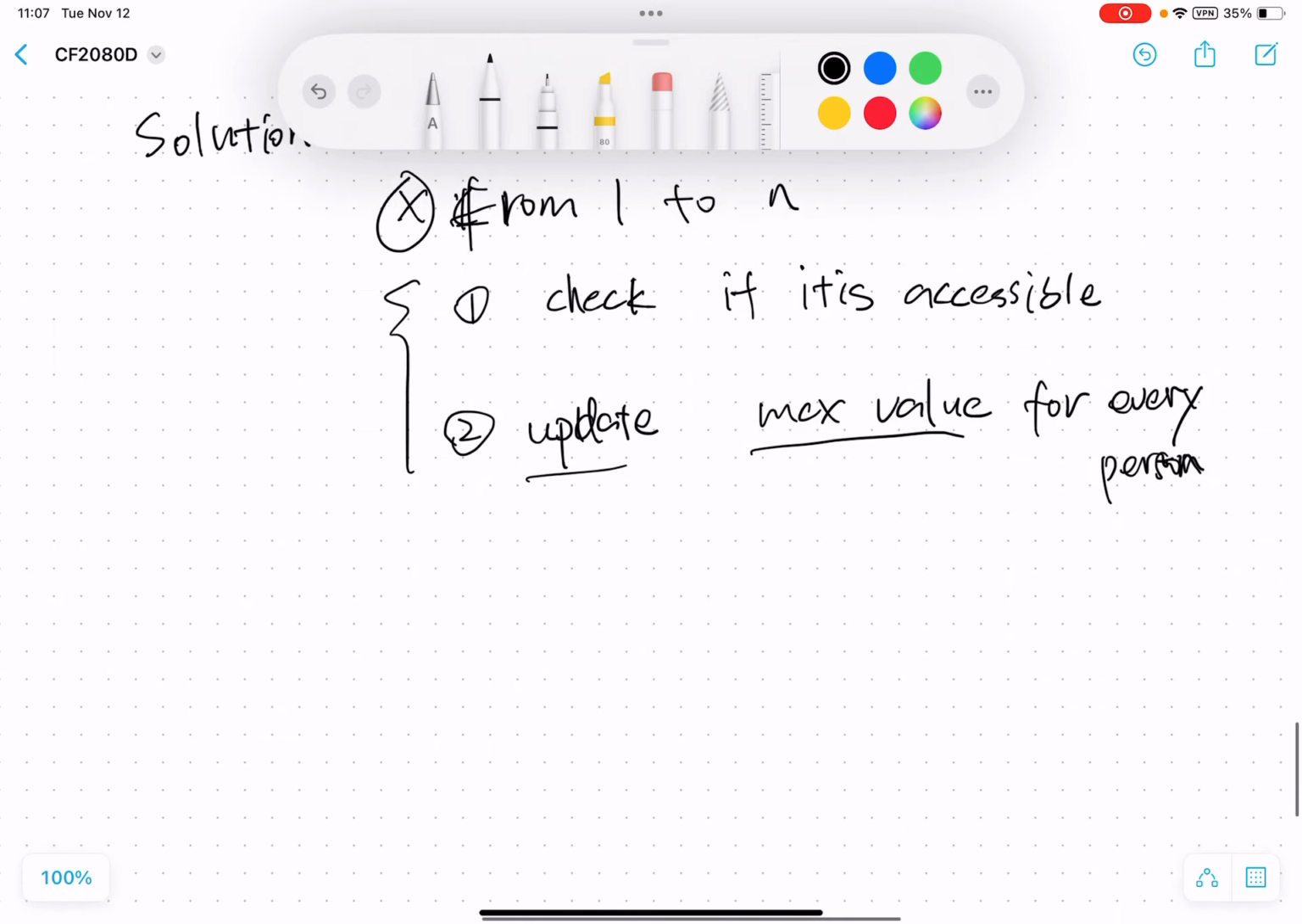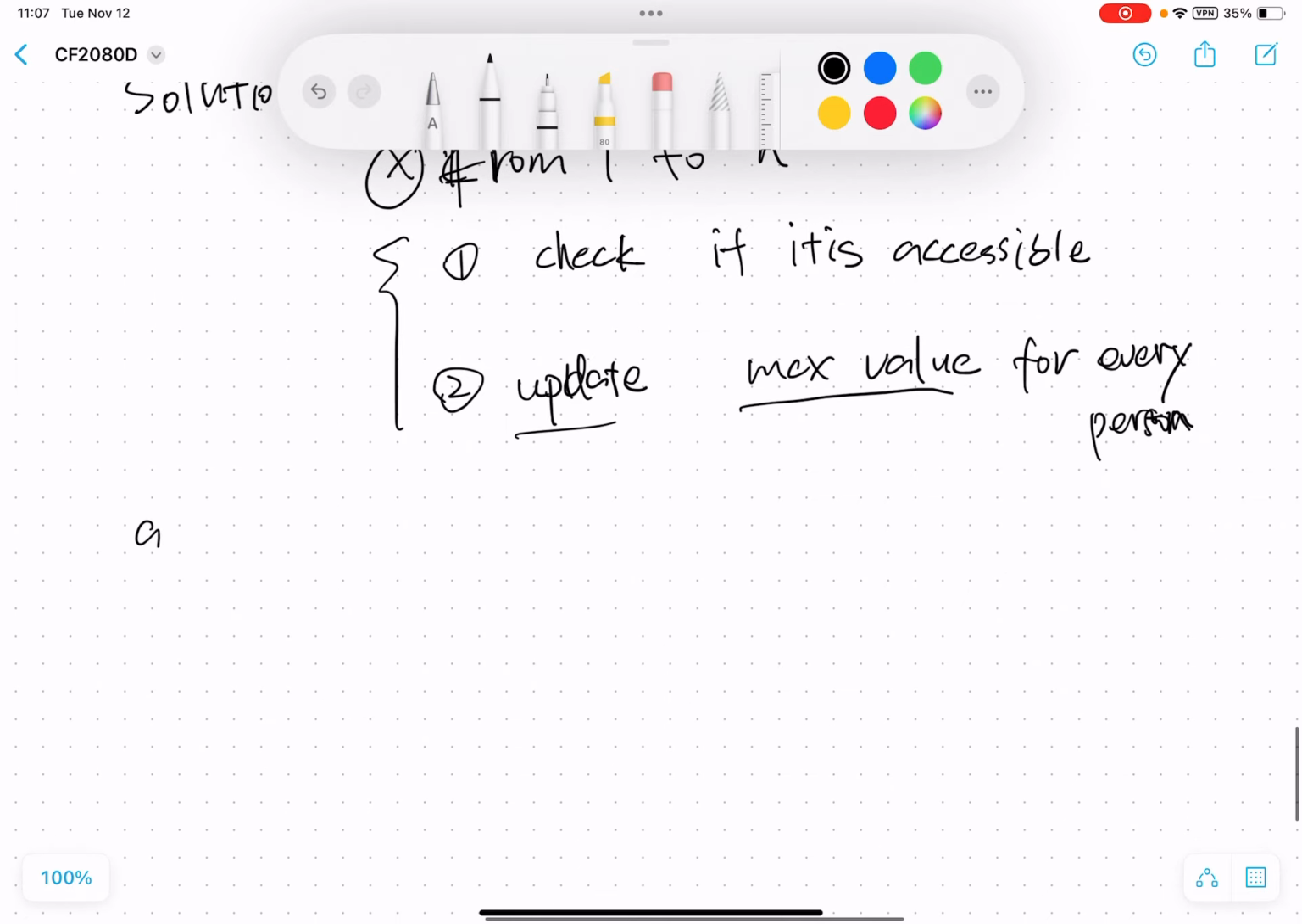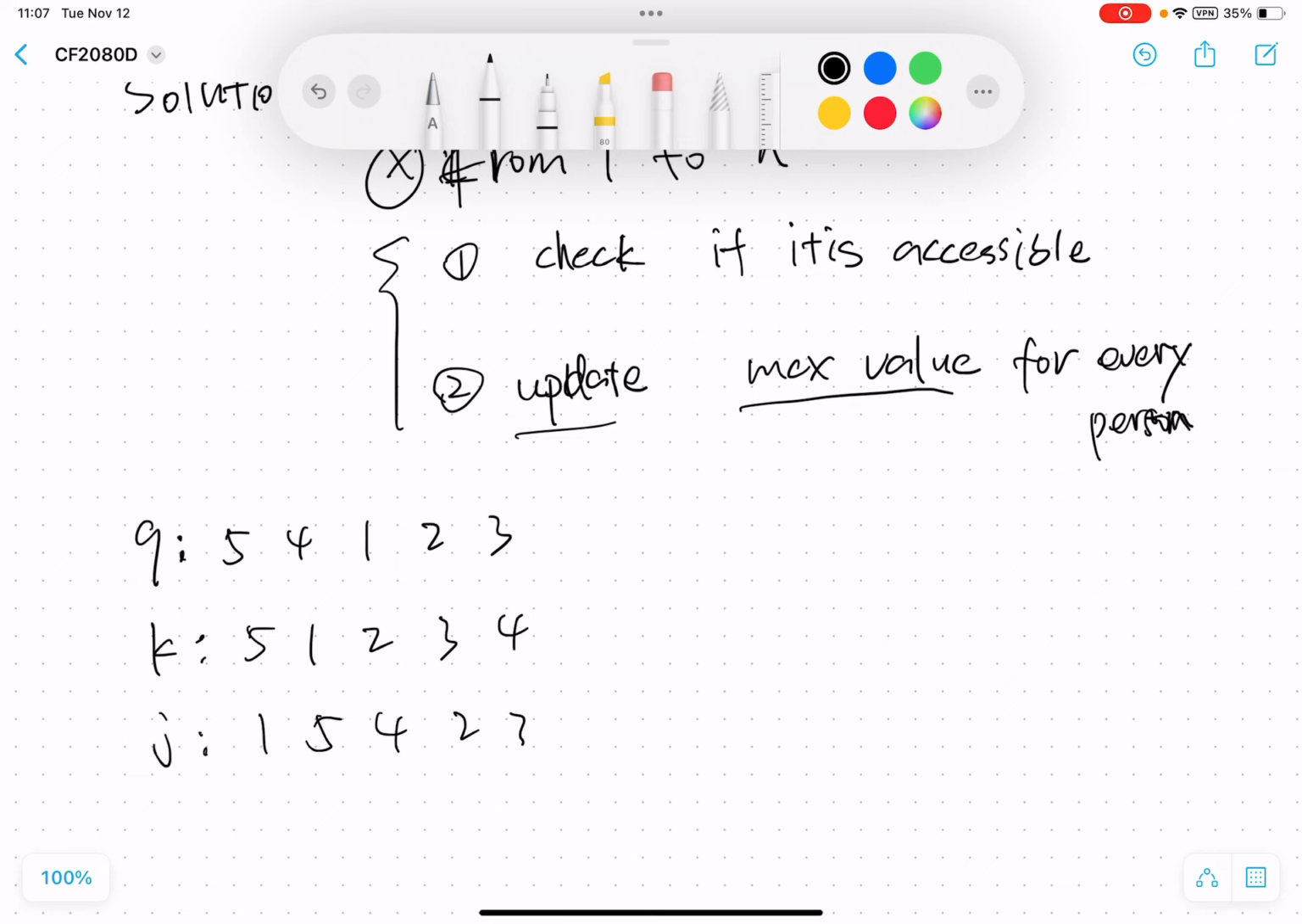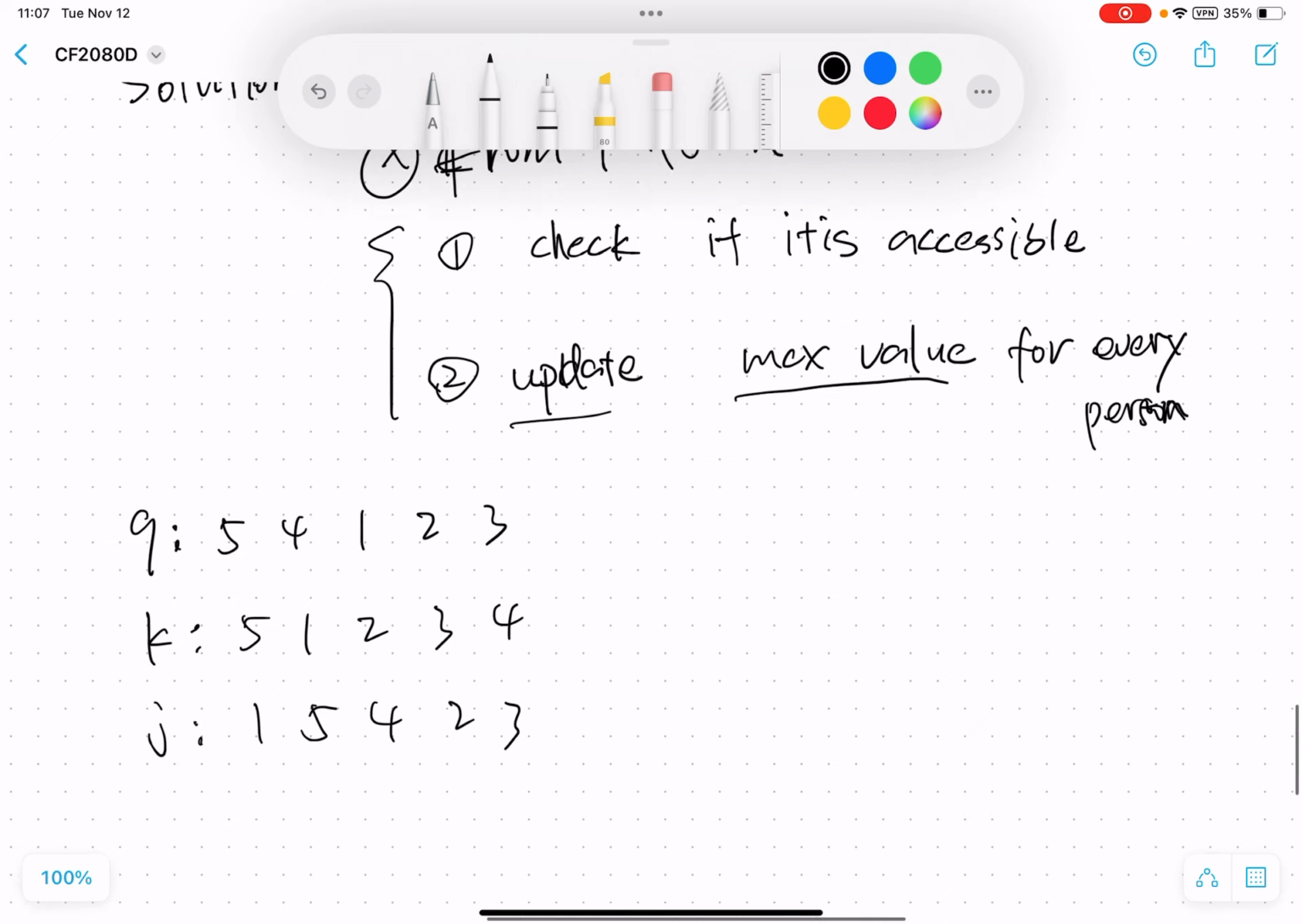We can make an example. For example, Q will be 5, 4, 1, 2, 3. K will be 5, 1, 2, 3, 4. And last, J will be 1, 5, 4, 2, 3. Let's take this as a random example.